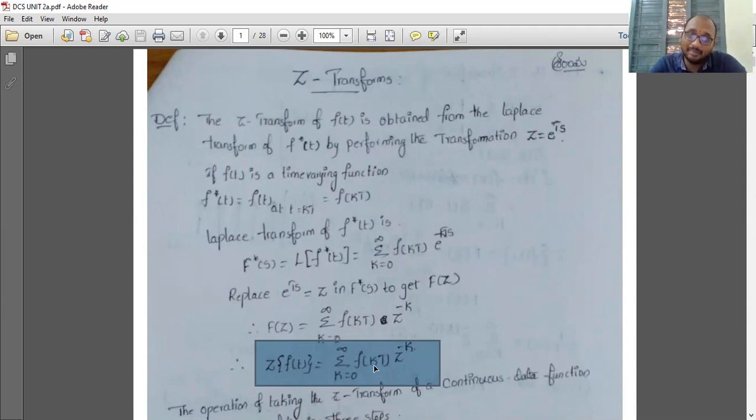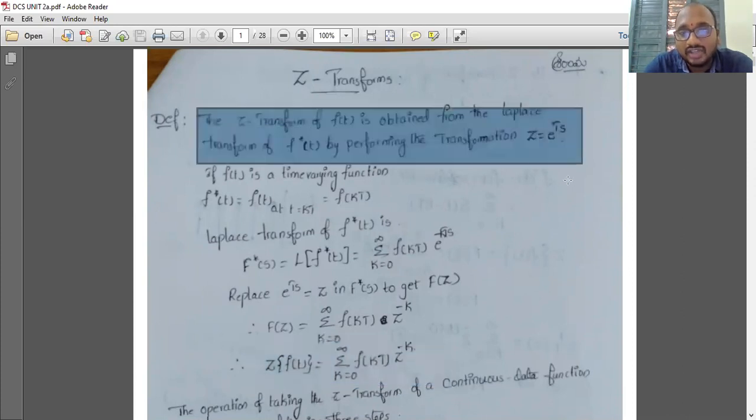Okay, I repeat the same thing. The definition of the z transform is: the z transform of any continuous time varying signal f of t is obtained from the Laplace transform of f star t by performing the transformation z is equal to e power ts.